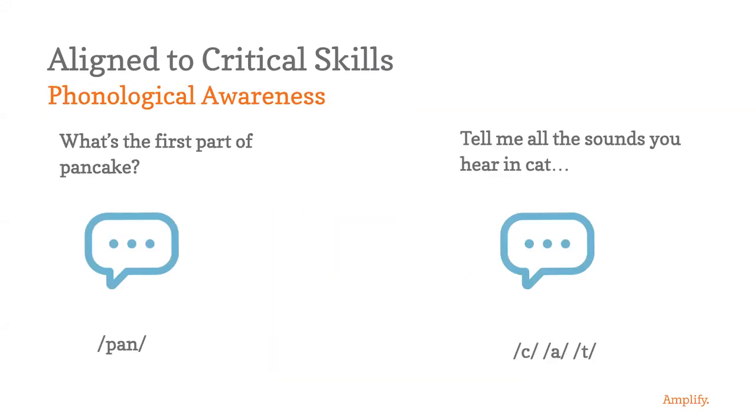So here are some examples of phonological awareness tasks. Asking students things like, what's the first part of pancake? And the student has to respond pan. Or tell me all the sounds you hear in the word cat. And they have to segment by phonemes, k, a, t. So those are some really basic phonological awareness tasks that are strong indicators and predictors of students' skills in that area.